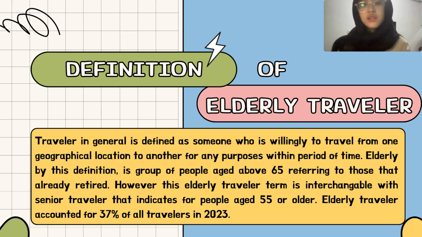By this definition, elderly is a group of people aged above 65, referring to those who are already retired. But many researchers find that this term is interchangeable with senior traveler, which indicates people above 55. According to a travel insurance company called Square Mouth, elderly travelers accounted for 37% of all travelers in 2023. I think that's all from me. Thank you very much.